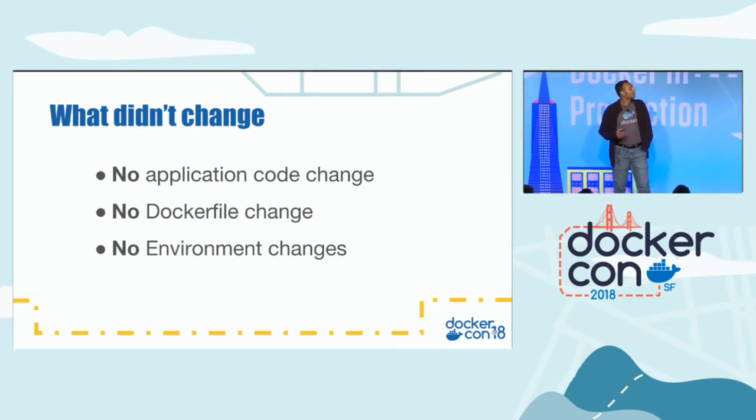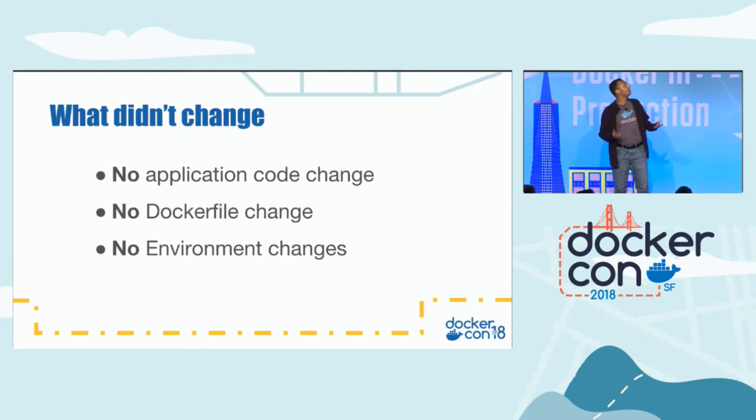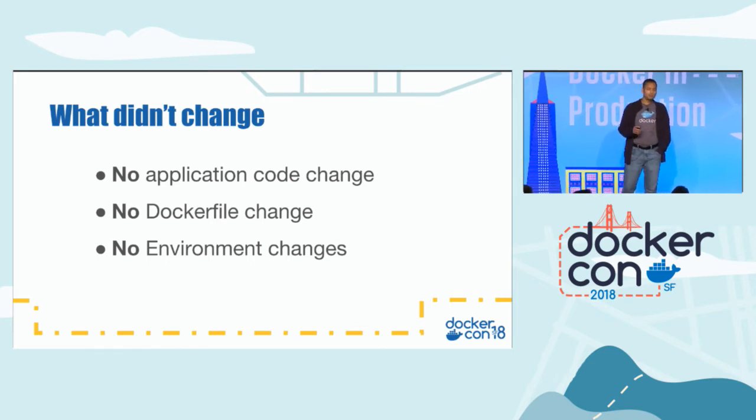So the nice part of migrating to Kubernetes was the things we didn't have to change. There were no source code changes, there were no Dockerfile changes, which means the way the image was built was exactly the same. That means the CI part of building the image didn't change at all, and there were no environment changes. That means our containers expected to be run with a certain environment, and as long as they got that environment, whether it was Swarm or Kubernetes, they were happy.